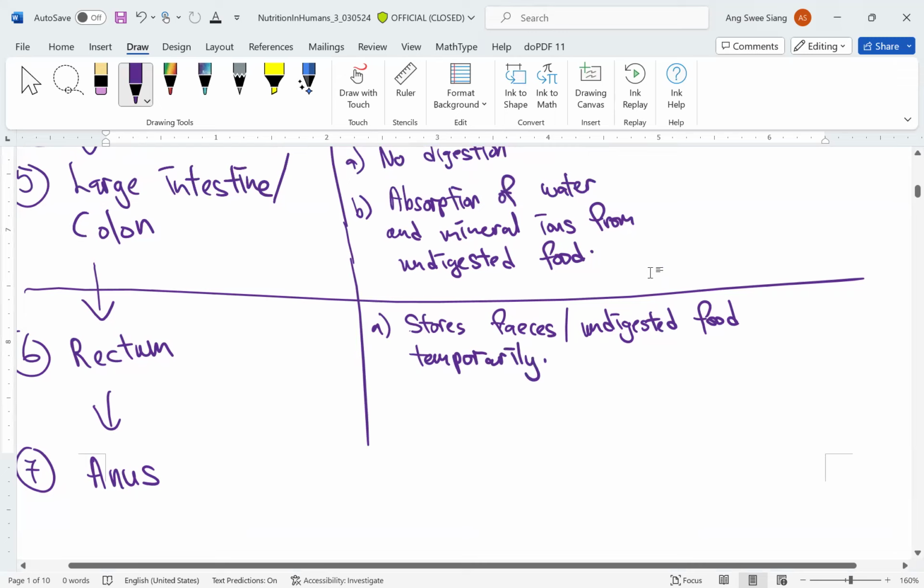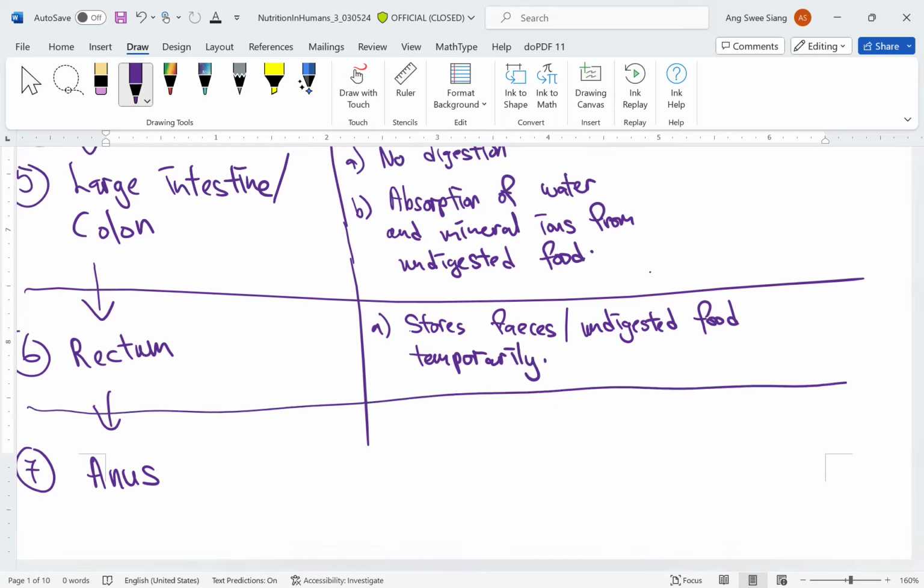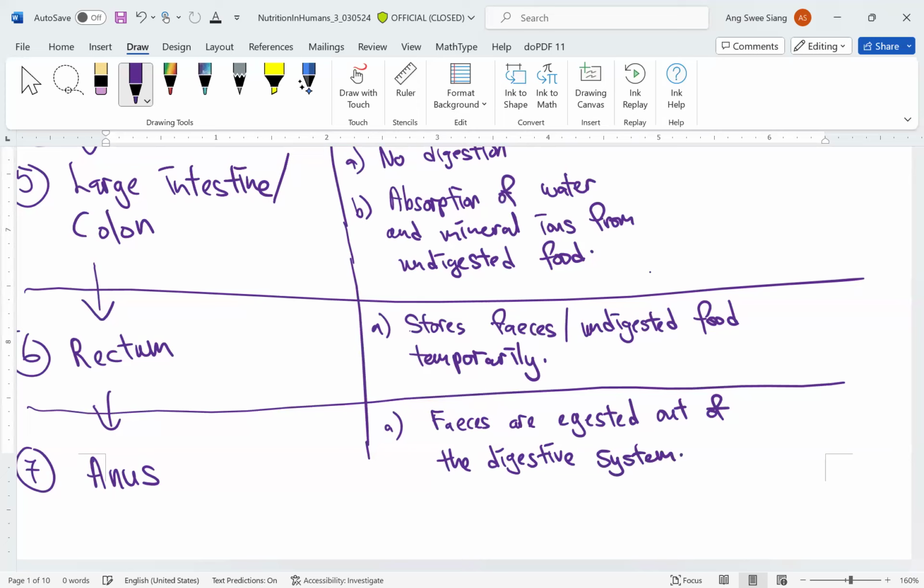Then the anus is where the feces is egested. Okay, feces are egested out of the digestive system. Please do not use the word cheating during the exam. You need to learn this word, egestion. Okay, egestion.